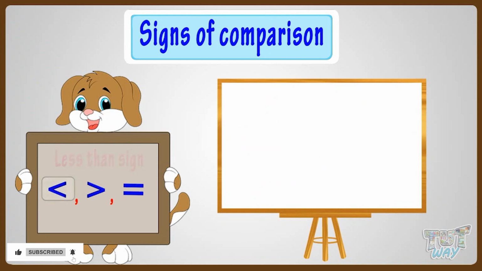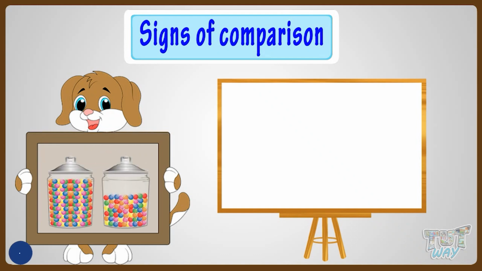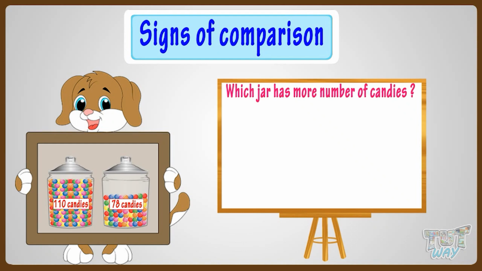Now we know the signs of comparison. We will do some questions on comparison now. Here are 2 jars of candies. One jar has 78 candies, and other one has 110 candies. Then, which jar has more number of candies? Let me help you compare the numbers.